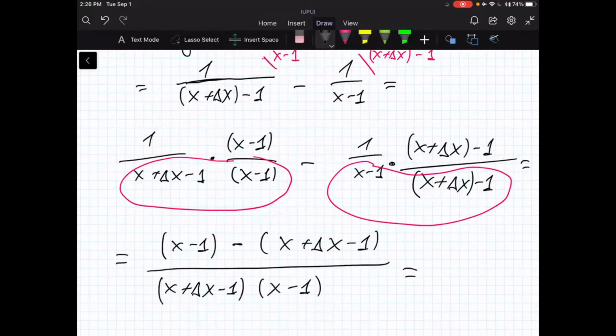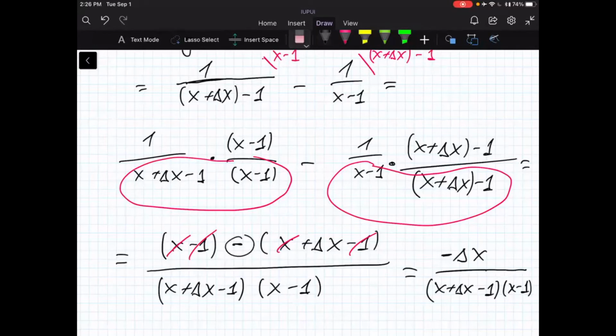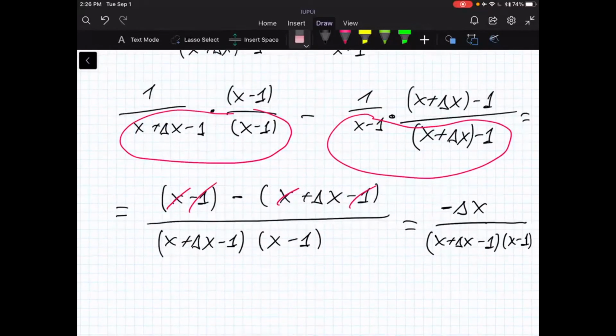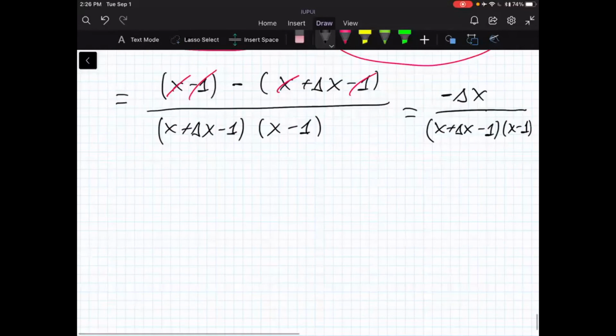And now we see the cancellations because we have x and minus minus 1, which is 1, that cancels minus 1 here. So I get that it is delta x divided by x plus delta x minus 1 times x minus 1, with a minus sign, because it was in front of the parentheses. Okay, any questions? So that was our first step.